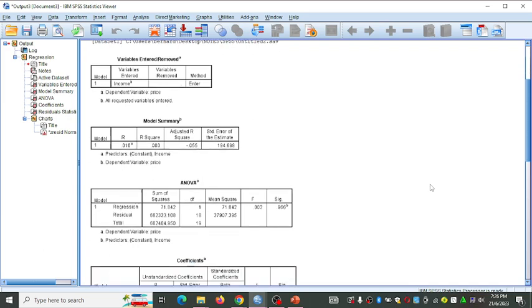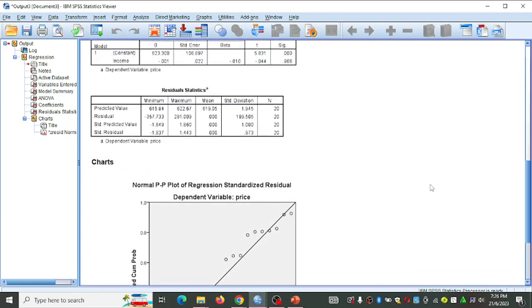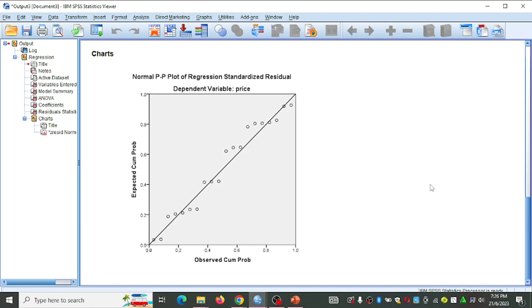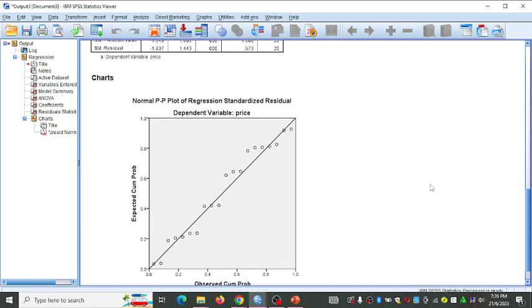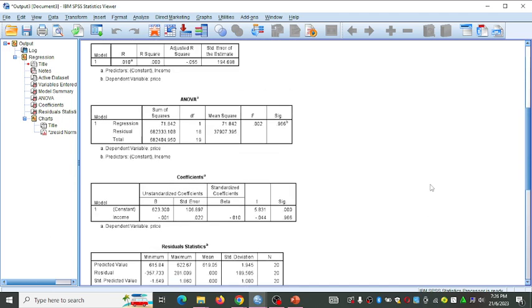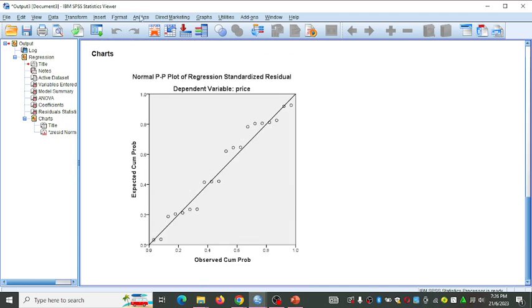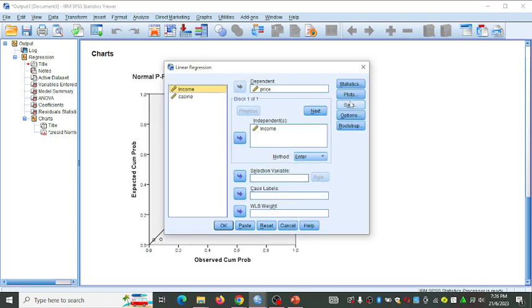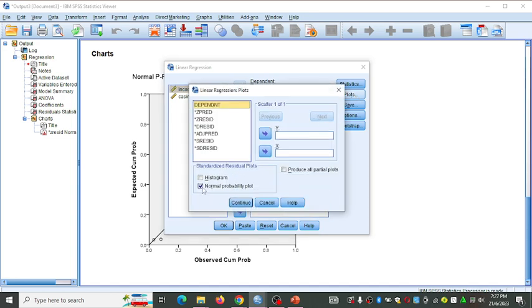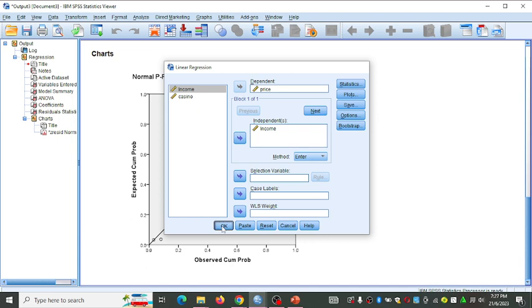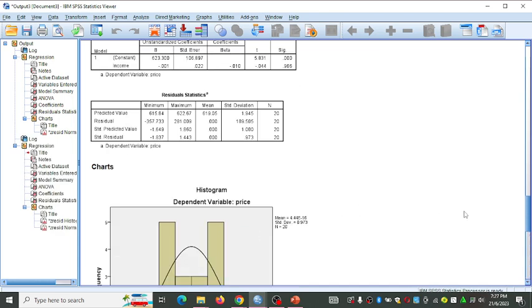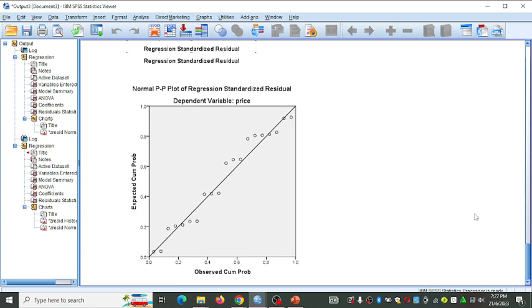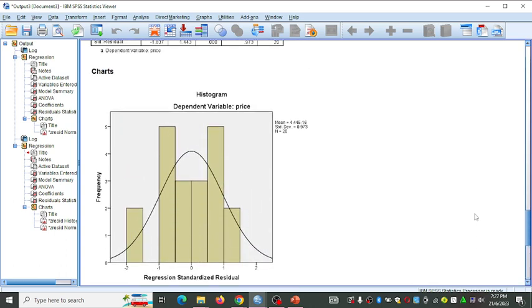So this is our output, right? Just a minute. As we mark on Plot, I want us to check both the normal probability plot and the histogram. Then click Continue and click OK. So this is the plot.